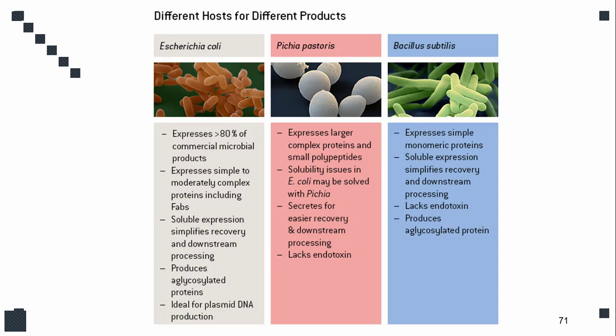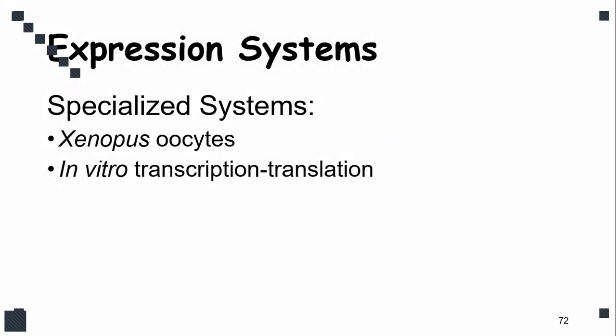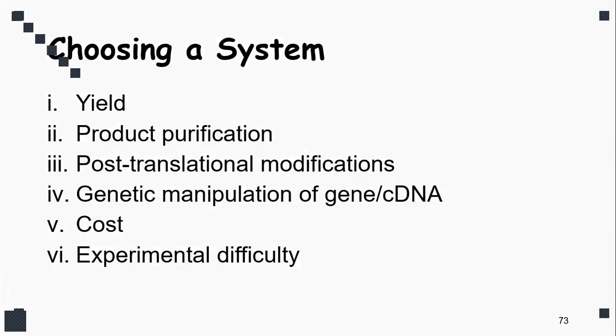So these are the things. Remember, we say different hosts for different products. So it all depends on what you want to achieve for you to select. Now, expression systems can also be specialized. In this instance, you can have Xenopus laevis oocytes and then in vitro transcription translation. This is actually happening right in the tube, without the use of a vector.